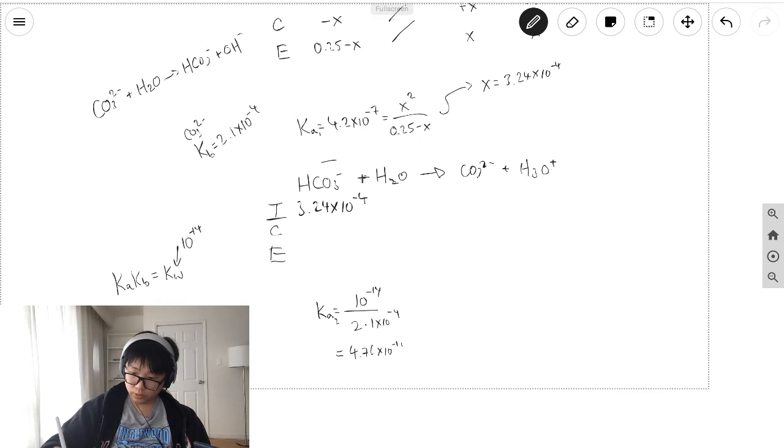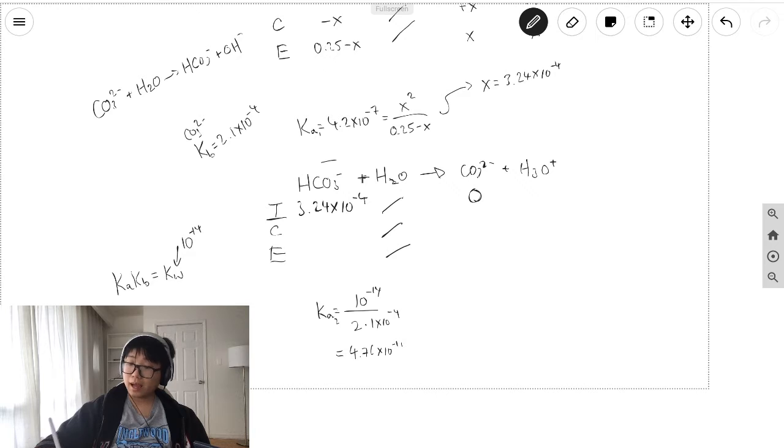Okay, but anyways, we can go with this. So CO3 2 minus, well, you don't have any of those yet. You still haven't made any of that, so that's going to be 0. But what about H3O plus? What's the initial amount for H3O plus? What should I put in the I column for H3O plus?